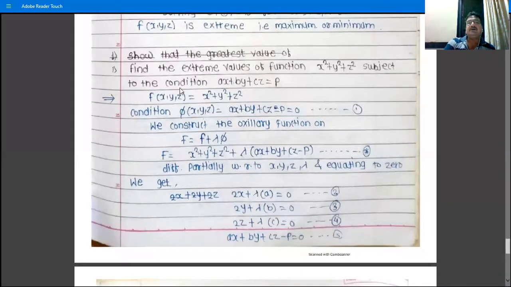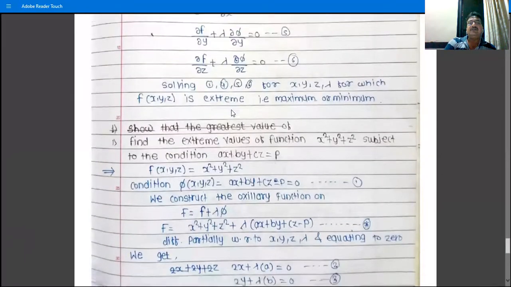So now an actual problem of this method, that is the problems of extreme values of 3 variable functions. Find the extreme value of the function x square plus y square plus z square. Denote this function as f xyz. Subject to the condition or constraint ax plus by plus cz is equal to p. So we are given a 3 variable function and 1 condition. This is the problem on Lagrange's method of undetermined coefficients.